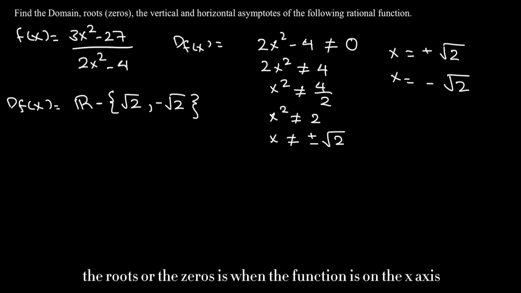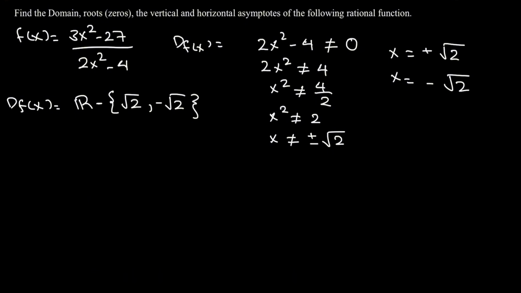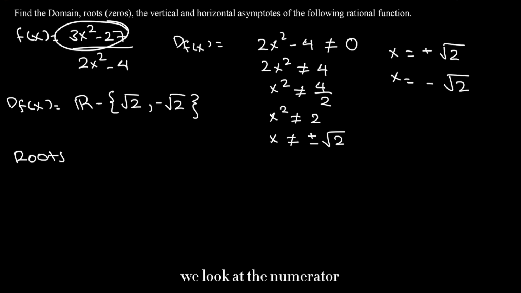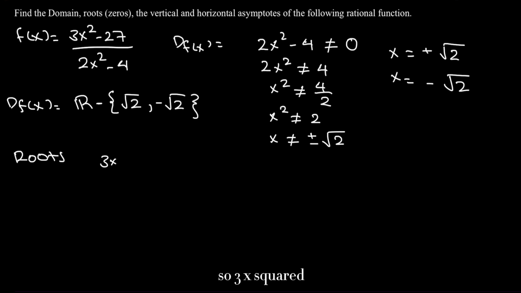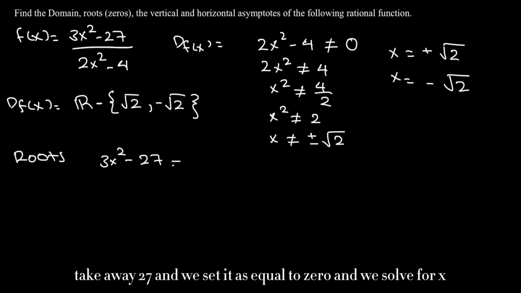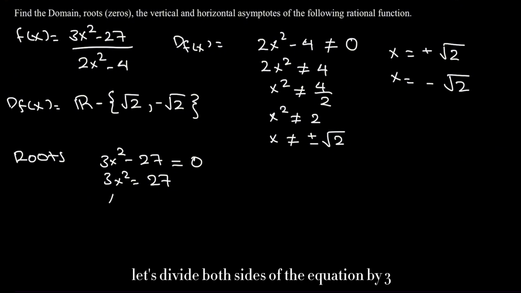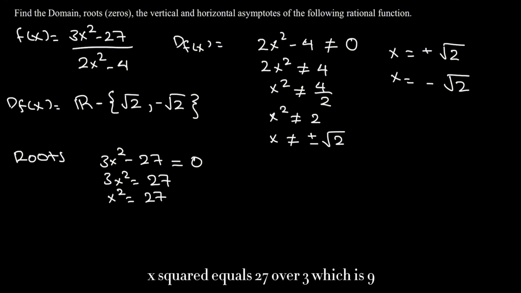The roots, or the zeros, is when the function is on the x-axis. And when we're looking at the roots, we look at the numerator. So 3x squared take away 27, and we set it as equal to 0, and we solve for x. Let's add 27 to both sides of the equation. 3x squared equals 27. Let's divide both sides of the equation by 3. X squared equals 27 over 3, which is 9.